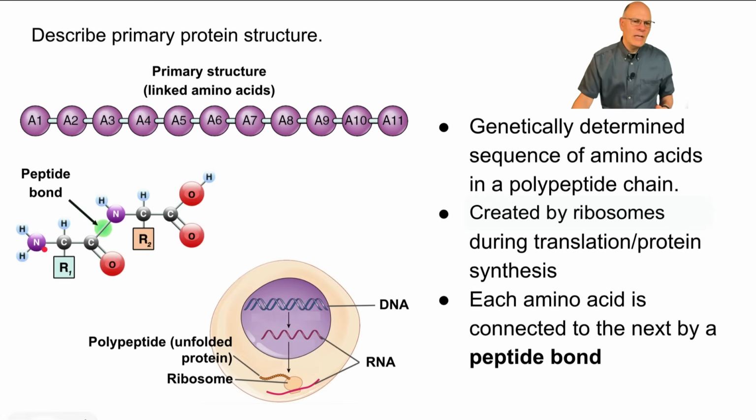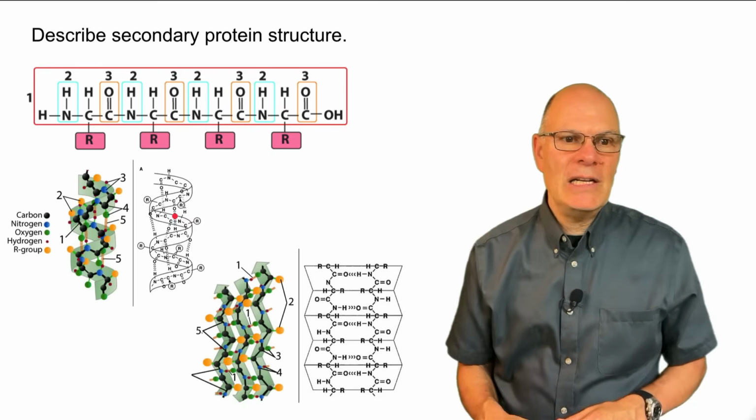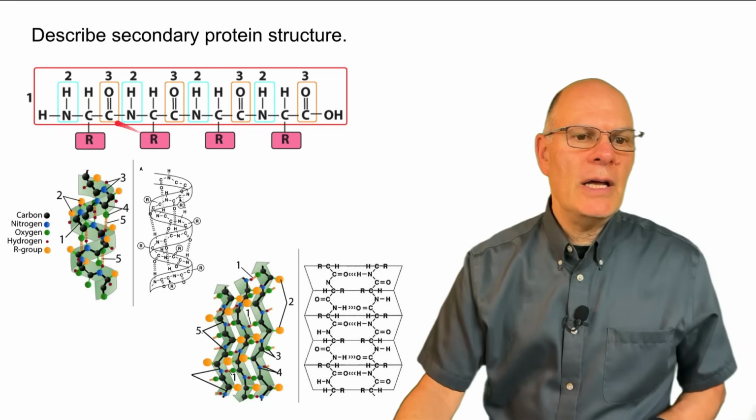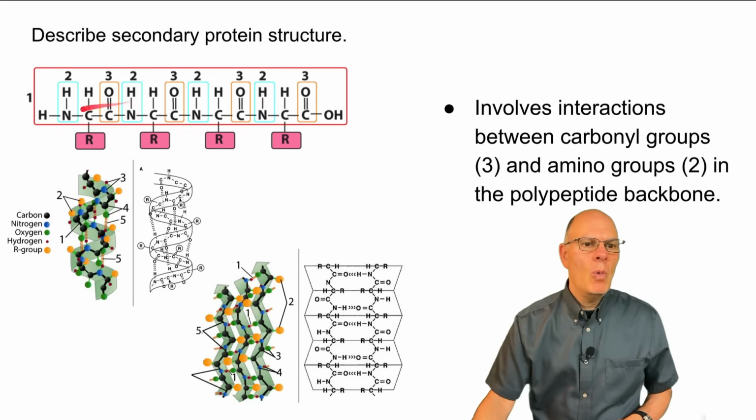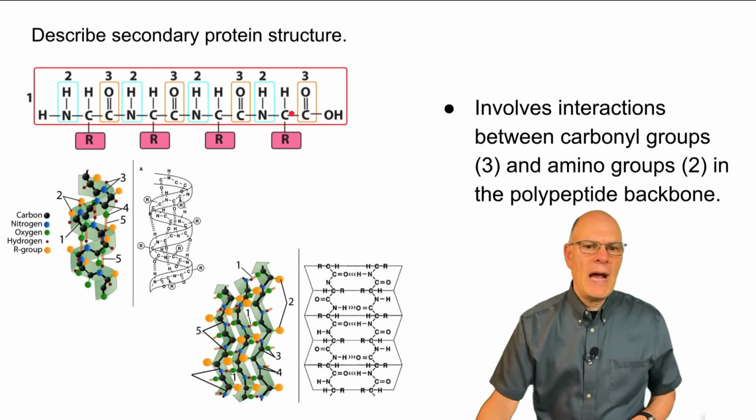So I was saying before, nitrogen, carbon, carbon, nitrogen, carbon, carbon. That's the polypeptide backbone, all of those amino acids linked together. That's primary structure. What's secondary structure? Well, here you have a nice diagram that shows you what that polypeptide backbone is.